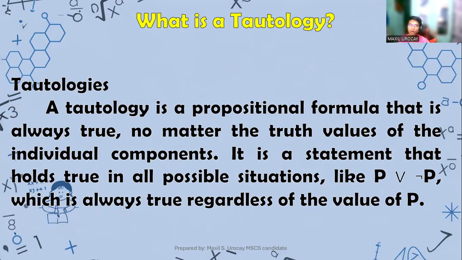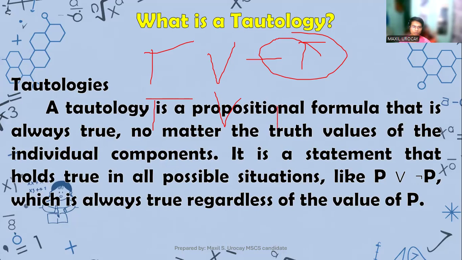Tautology, let's deal with tautology. A tautology is a propositional formula that is always true no matter the truth values of the individual components. It is a statement that holds true in all possible situations, like P or not P, which is always true regardless of the value of P. Say for example, class, we have true or not true. Now, if you're going to simplify true or not true, it can be simplified as false, right?